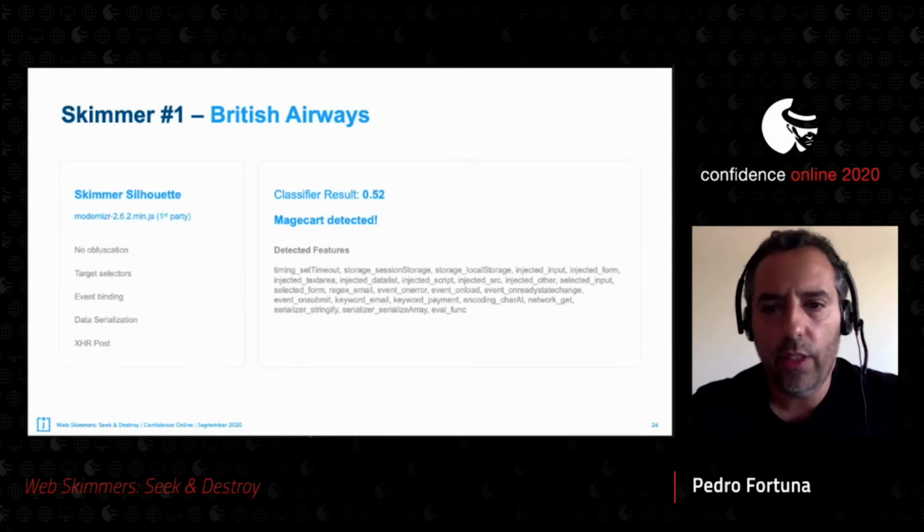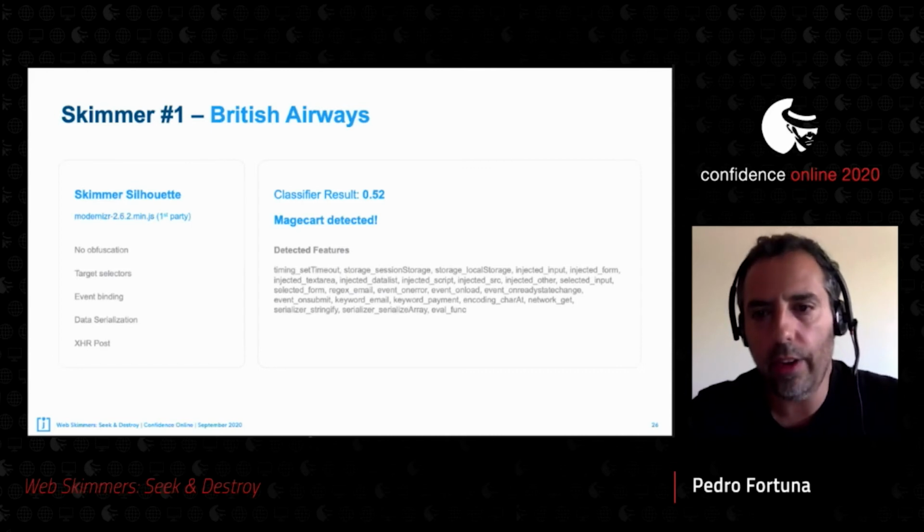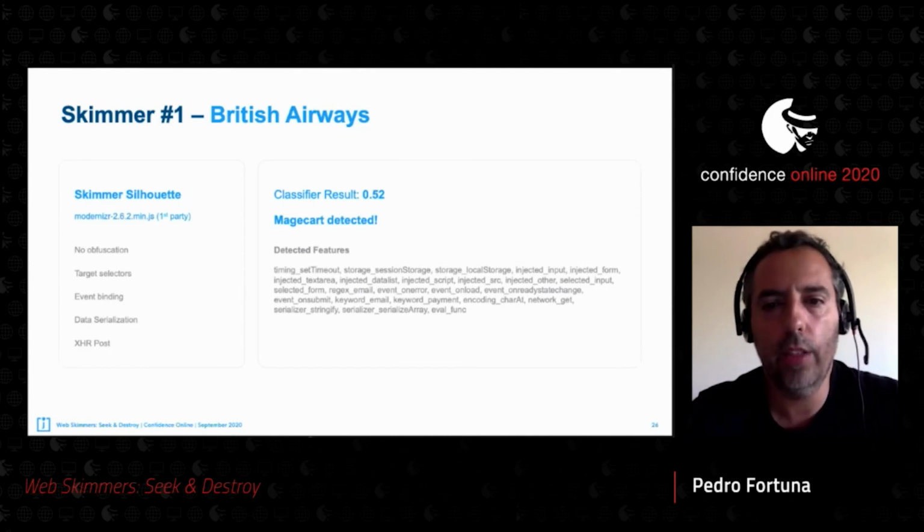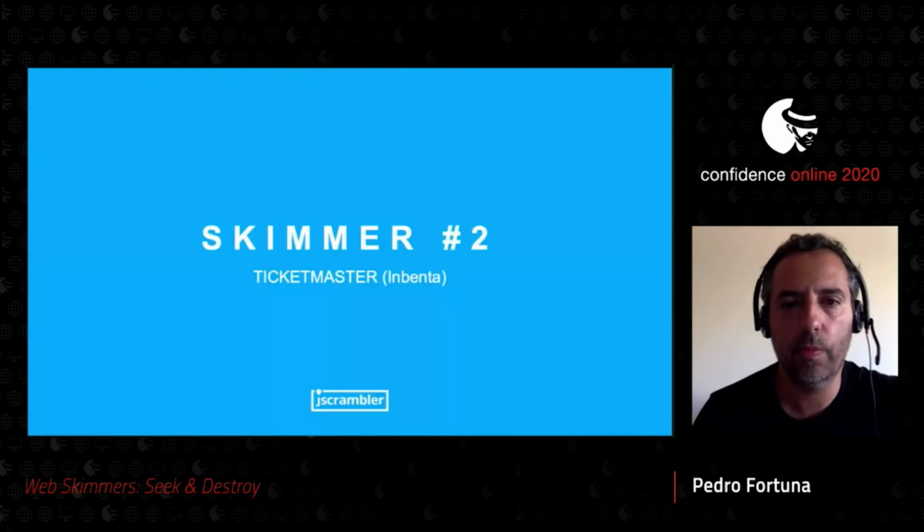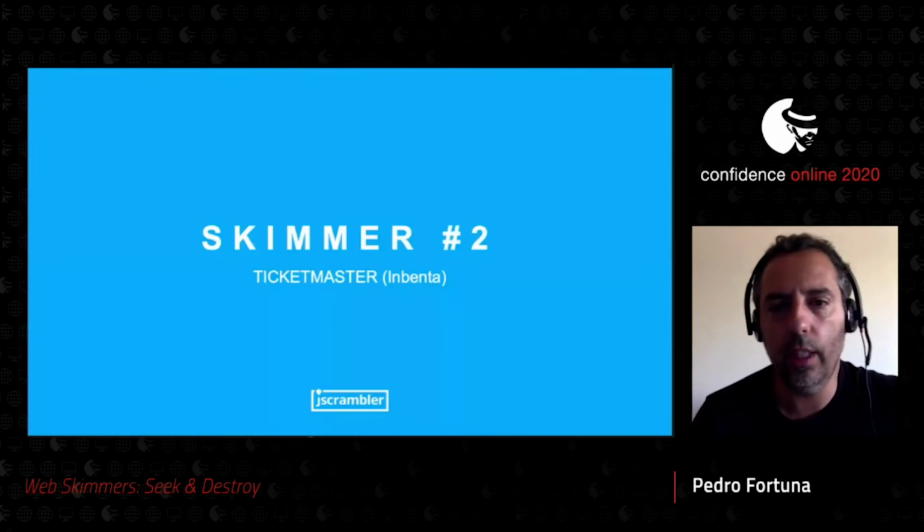We detect a lot of different features, but this web skimmer is actually very different from the current web skimmers. It doesn't use obfuscation. It's only a single function. So it's very different looking from the current web skimmers.